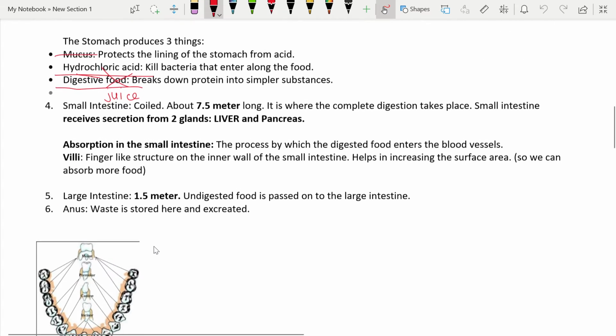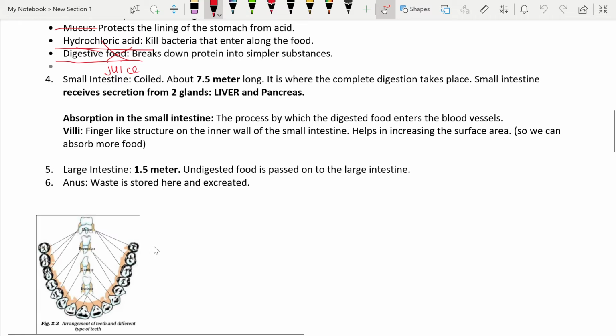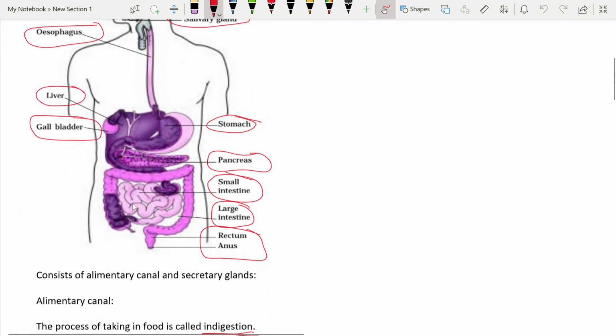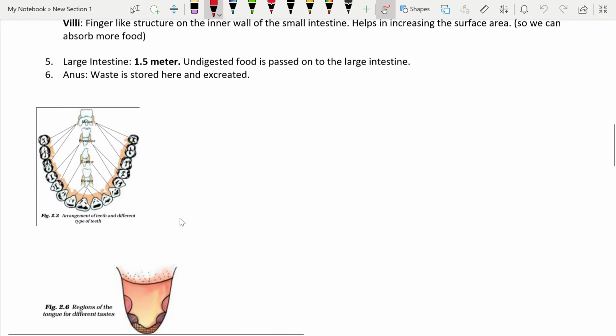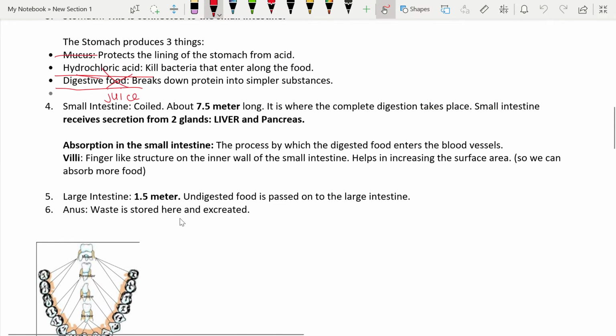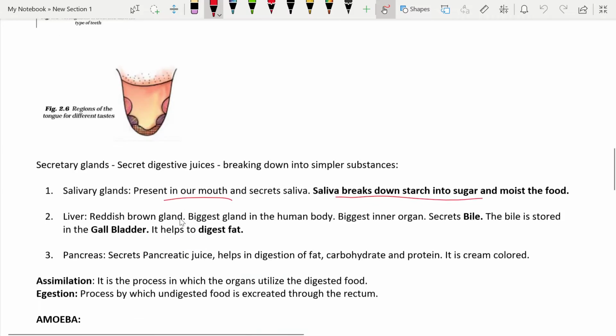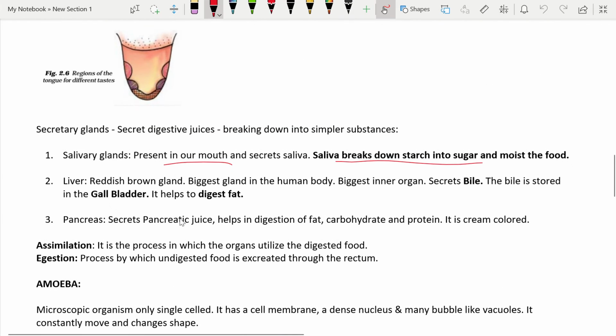Now we're going to head into the small intestine. It is coiled up, as you can see over here, it's very coiled up. It's about 7.5 meters long, and it is where complete digestion takes place. The small intestine receives secretions from two glands, the liver and pancreas. Let's head into our liver and pancreas.